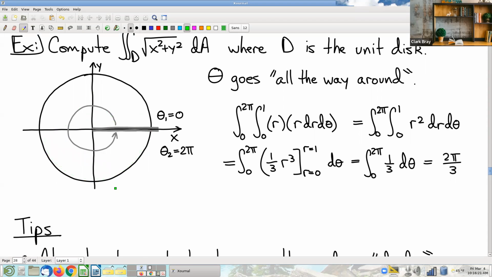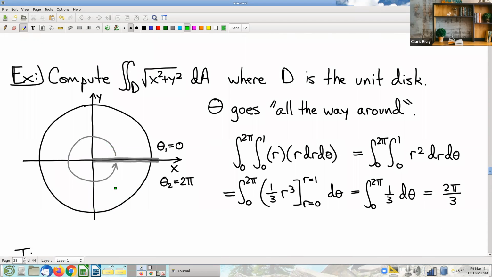Okay. The rest of this example is details that we've already gone through. But the main reason I have this example, in other words, is so that I can talk about theta going from 0 to 2 pi. And if you want to look at the rest of the details, you can.